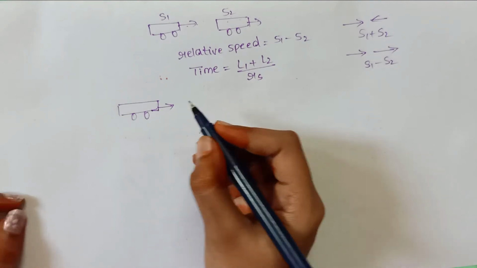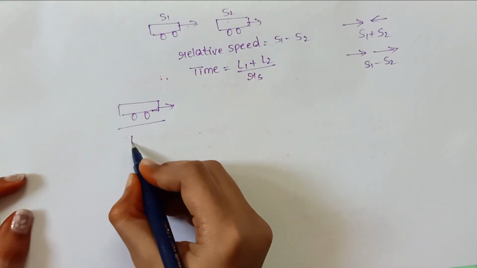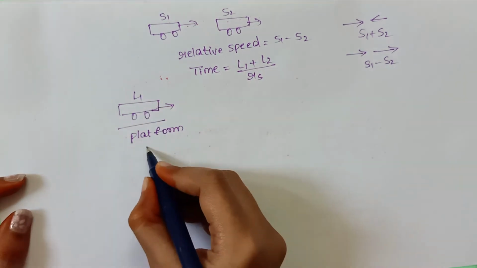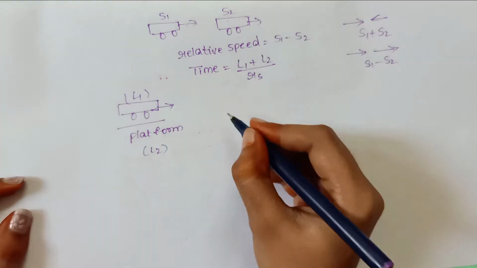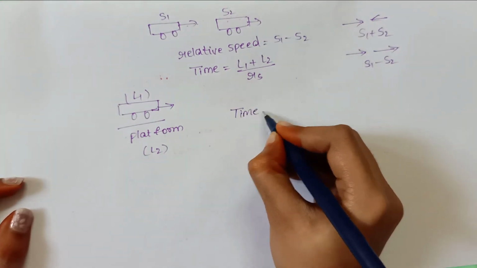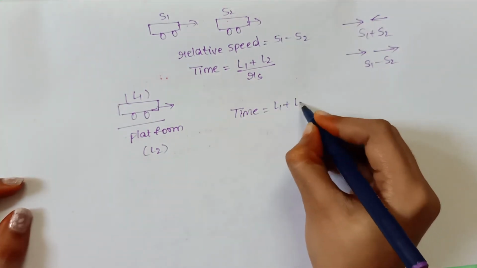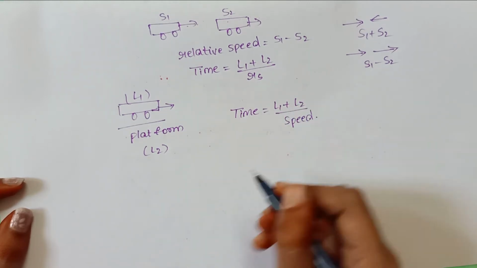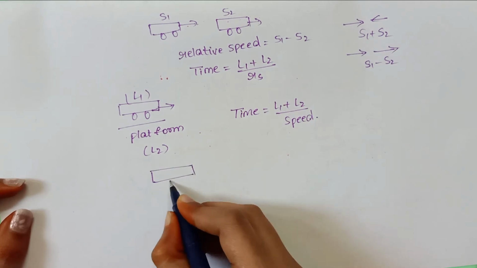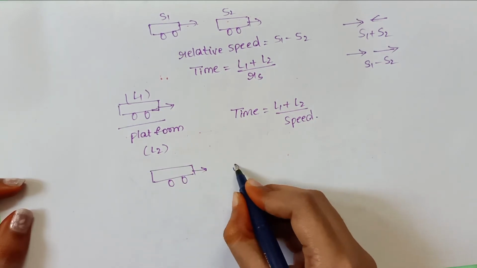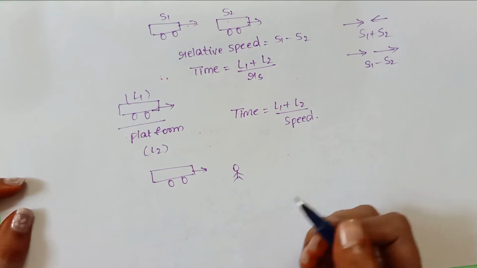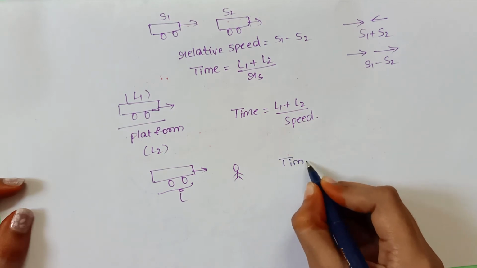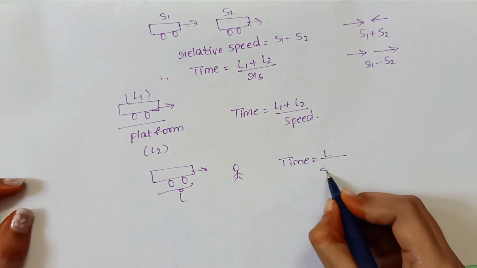If a train is moving in one direction on a platform, this is length L1 and this is length L2. Now to find time, this is the formula: L1 plus L2 by the speed. When a train is moving and a person is standing constant, this is L because there is only one length. So time is equal to L by speed.